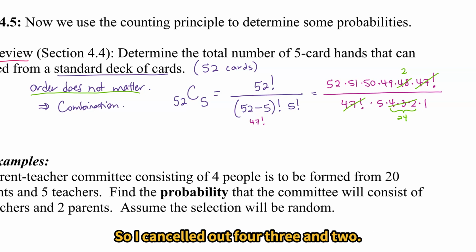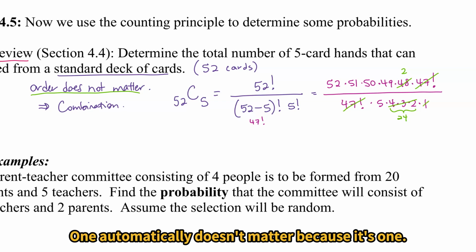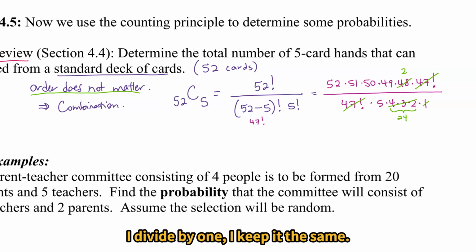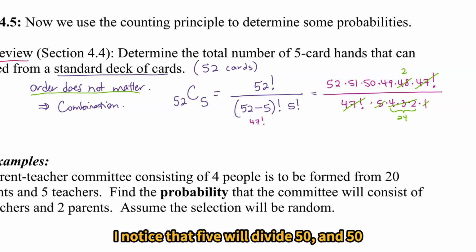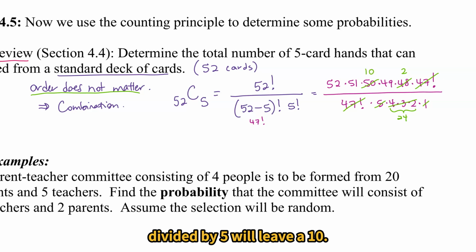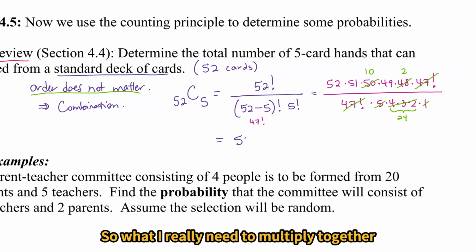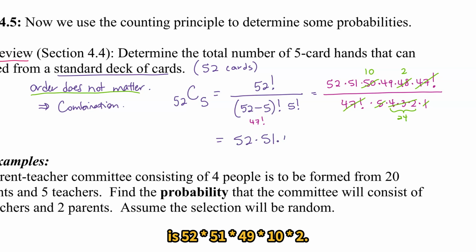So I canceled out 4, 3, and 2. 1 automatically doesn't matter because if I divide by 1, I keep it the same. And then the only other thing that I need to worry about is that 5 in the bottom. Now I could multiply this out and then divide by 5, or I notice that 5 will divide 50. And 50 divided by 5 will leave a 10. So what I really need to multiply together is 52, 51, 49, 10, and 2.